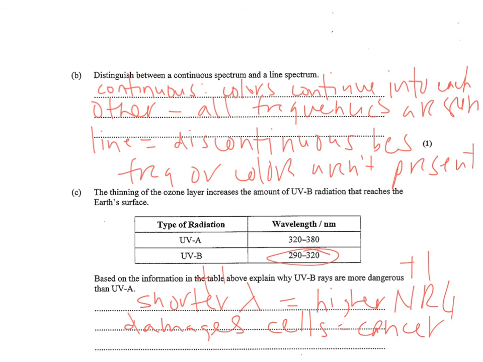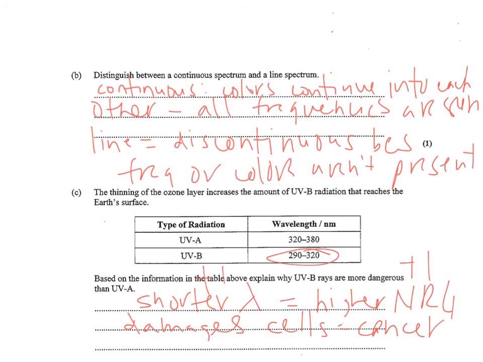Continuous versus a line spectrum. I describe it as a rainbow and a colored barcode, but that's really not quite scientific enough for IB. So what continuous means is that the colors continue into each other, or all the frequencies are seen in that spectrum. But a line spectrum is also called a discontinuous spectrum because some of the frequencies or colors aren't present. Okay, they either weren't emitted or they were absorbed.